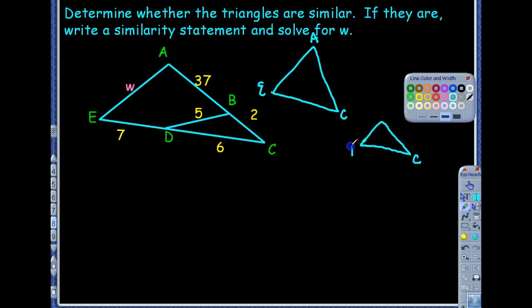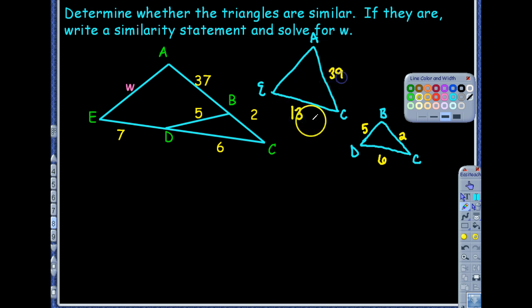Sometimes they do, sometimes they don't. Again, I want to stress the fact of what Ms. Hokery said. We don't know if these are similar. So we can't just jump and say, okay, I can find W by setting up a proportion. We don't know if these are similar. So we've got to determine that first.